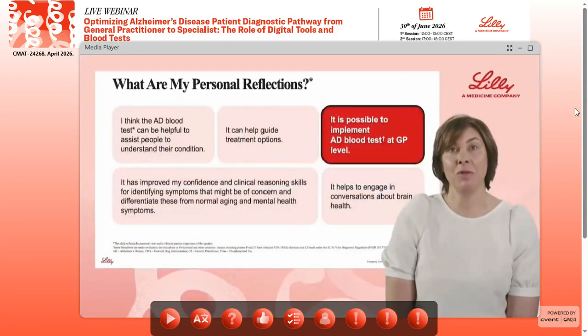And I think it is possible for primary care to be able to use these tests with the right level of education and support and collaboration with other specialists.